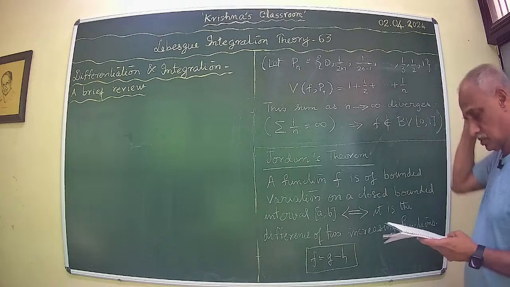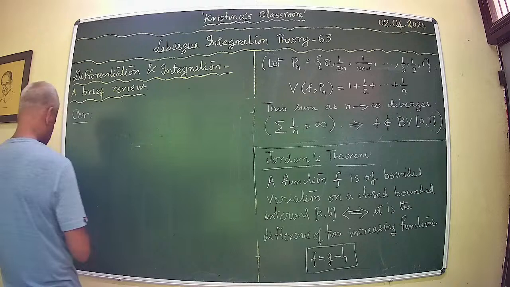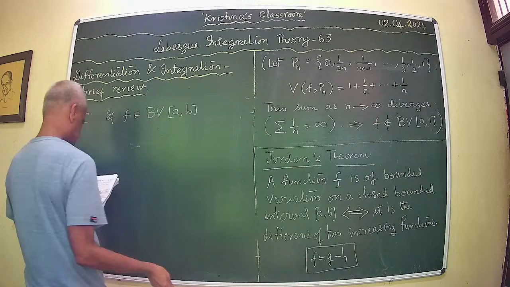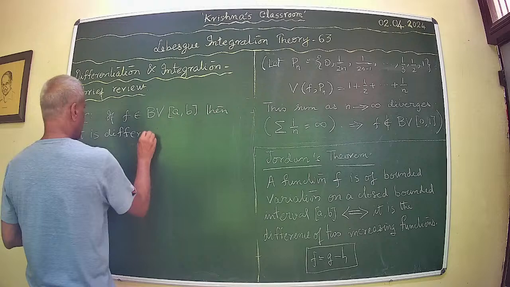Okay. So, what is the consequence of this? This is given in the corollary. If f belongs to BV[a, b], then it is differentiable almost everywhere.